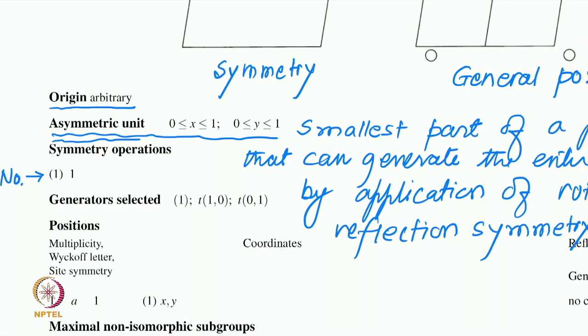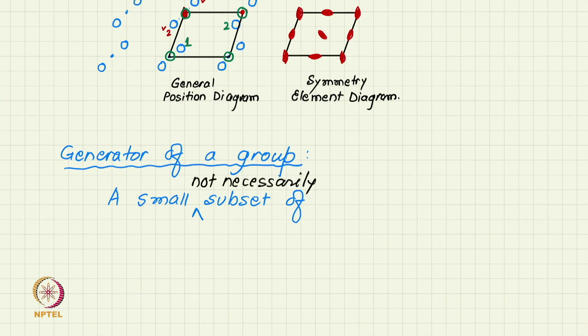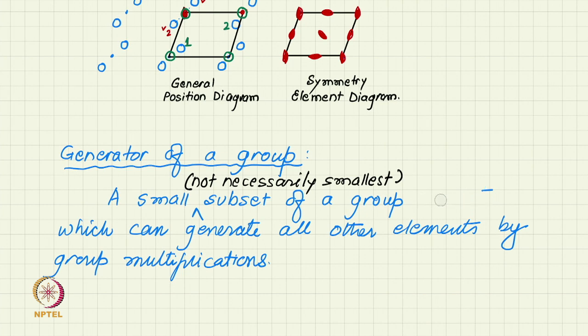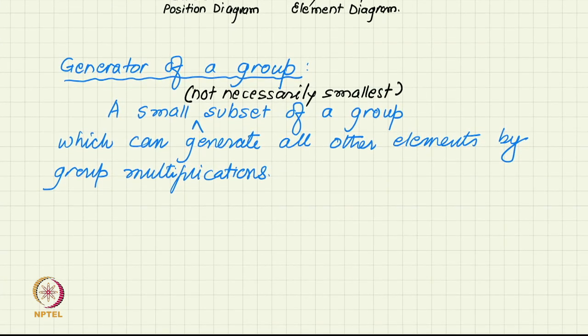Generators selected. Now, every group has generators. By generator we mean a small, not necessarily smallest, subset of a group, which can generate all other elements by group multiplications.